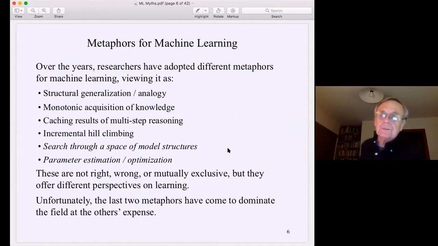Now, over the years, if you look at the literature in machine learning, you'll see that different researchers have adopted different metaphors. When I say metaphor, I just mean a sort of general high-level view or story about what's going on. Some of the earliest, for example, going back to Patrick Winston's thesis in 1970, was the idea that learning is some kind of structural generalization or analogical mapping. Another was that it was a kind of knowledge acquisition that happened very monotonically over time. A third was that it was the result of multi-step reasoning that then got generalized and cached in memory. A fourth, one that I was excited about in the late 80s, was that it was a kind of incremental hill climbing through a space of models.